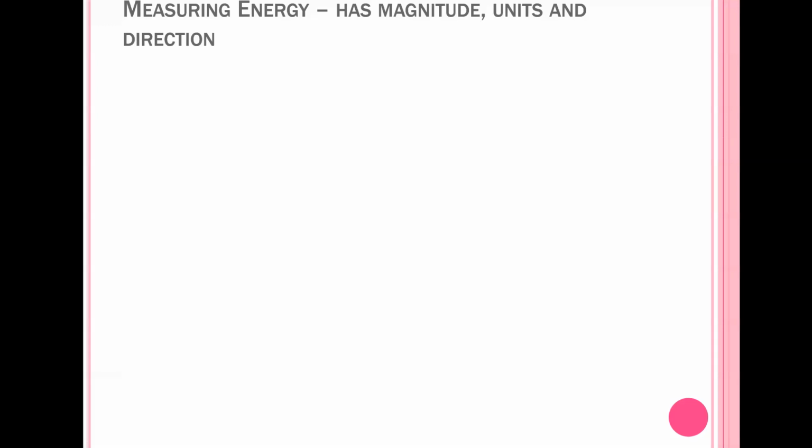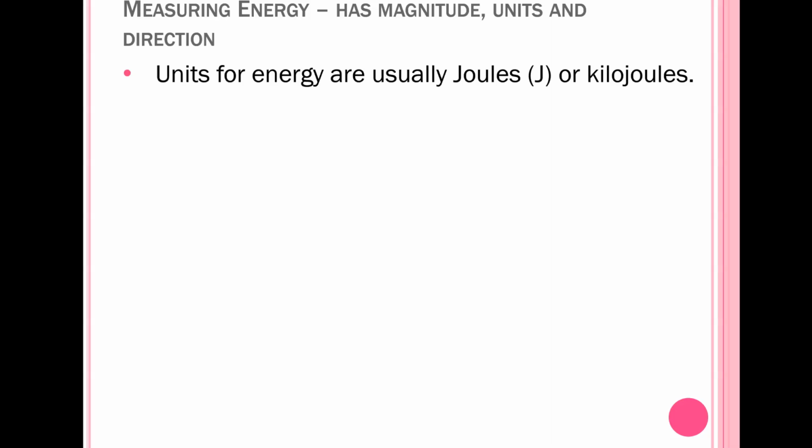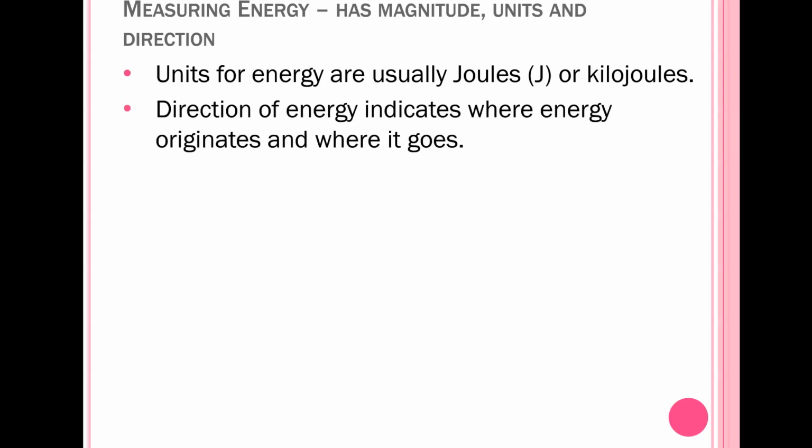Okay, so when we measure energy, it has a bunch of different things: magnitude, units, and direction. If you've had physics, you know what a vector is. The units for energy are usually joules or kilojoules. Used to be calories, they aren't anymore. And the direction of the energy indicates where the energy originates and where it goes. And again, we're talking system versus surroundings.